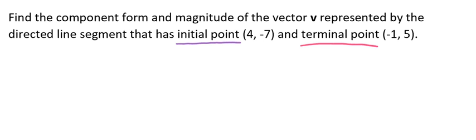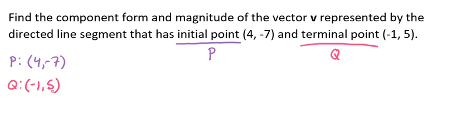So let's call our initial point P and our terminal point Q, and so therefore we say that P is at (4, -7) and that Q is at (-1, 5). And if we're trying to find our component form, remember that tells us that v = <v1, v2>. We want to find v1 and v2.